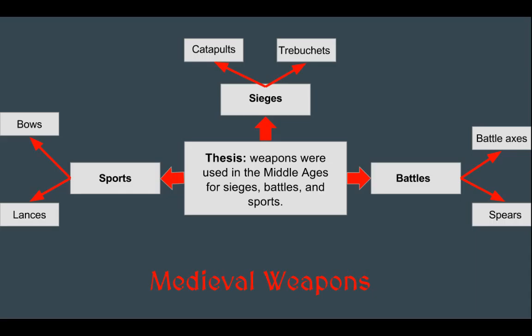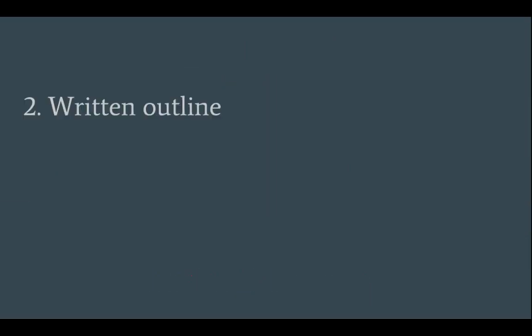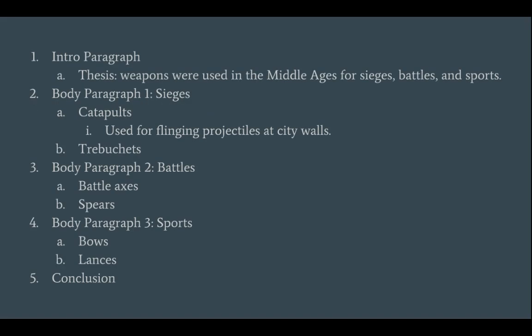If you think a mind map isn't for you, you can do a written outline. This works better for people like me who think more in written words than pictures. This can also be good because you can easily go into a lot of detail, which will make writing the paper a lot easier. In this outline, I've organized the same information from the mind map in written form.